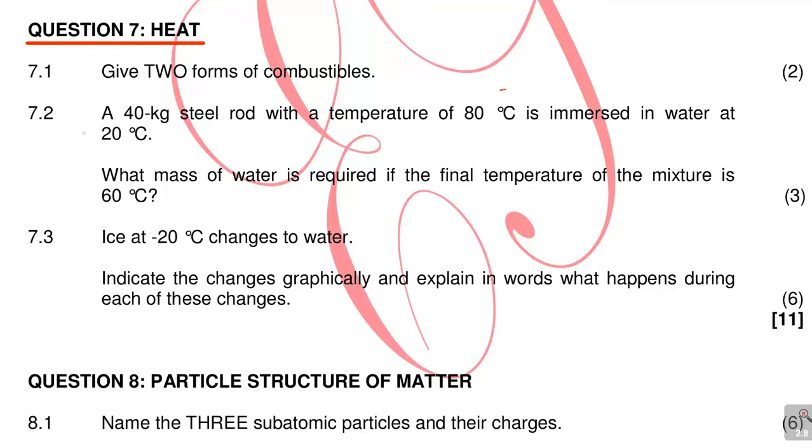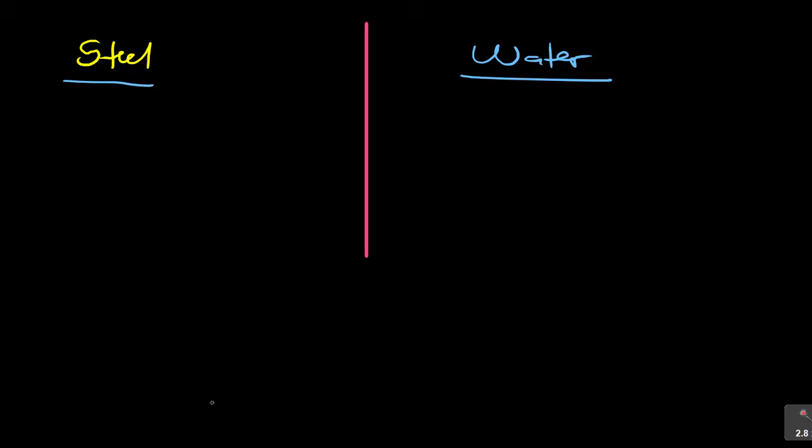First, they're saying a 40 kilogram steel rod. So you've got a steel rod, it is immersed in water. So you've got 2 kinds of materials here. If I divide my page, what you have is steel this side, and then on the other side I have got water. Alright, so these are the 2 different materials that I'm having in this case. So the steel is that one, and the water is on the other side.